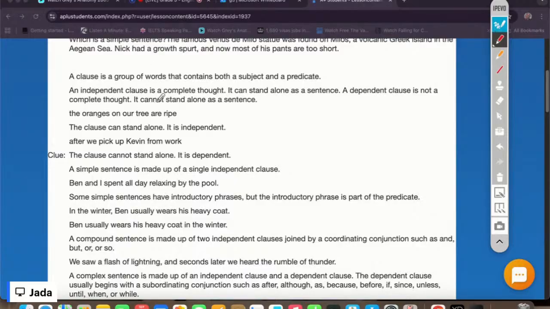Alright, so let's start now. A clause is a group of words that contains both a subject and a predicate. So you need to note that the clause has a subject and a predicate. Under the clause we have dependent and independent clauses. An independent clause is a complete thought and it can stand alone as a sentence. A dependent clause is not a complete thought, it cannot stand alone as a sentence. So that's the difference.